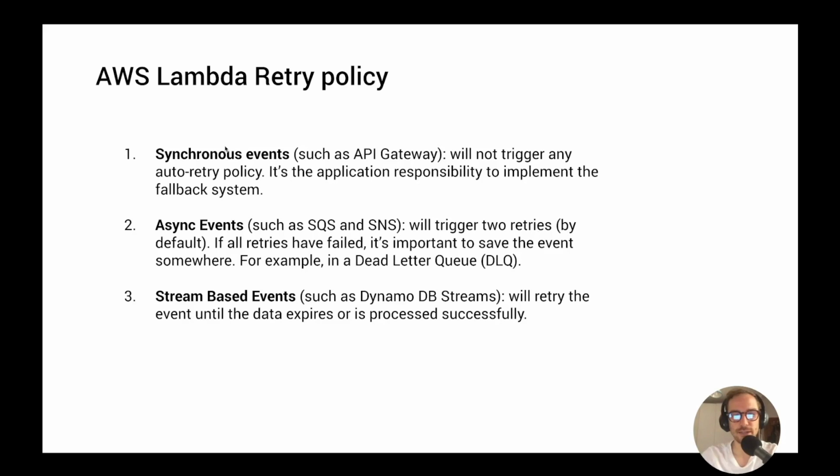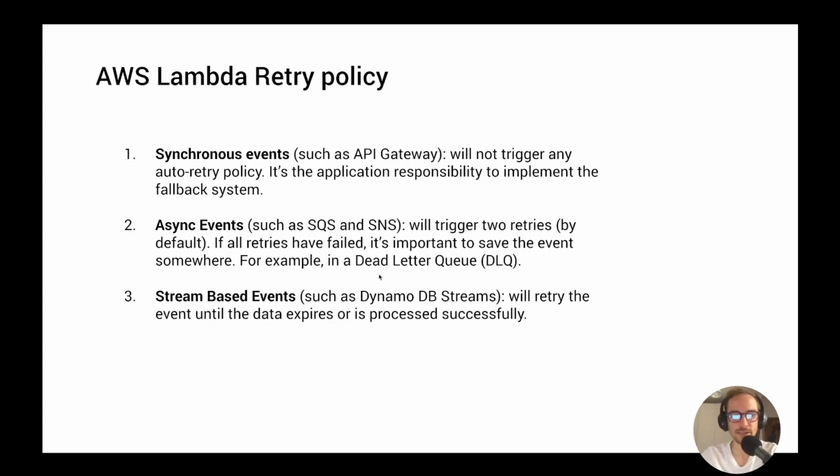For synchronous events such as the API gateway, the Lambda function will not trigger any auto-retry policy. It's the application's responsibility, so it's your responsibility to implement the fallback system. For async events such as SQS or SNS, the Lambda function will trigger two retries by default. If all retries have failed, it's important to save the event somewhere, for example with a dead letter queue. I'm going to explain later the concept of the DLQ.